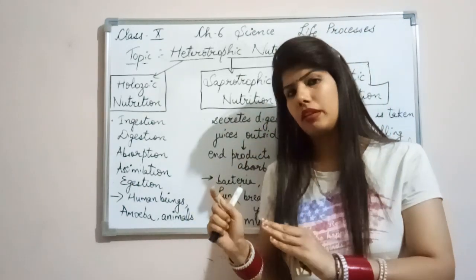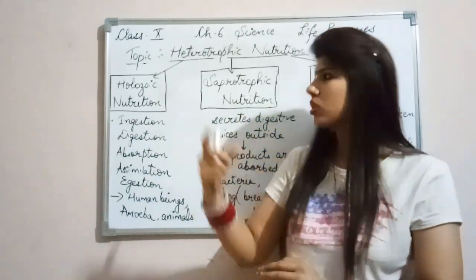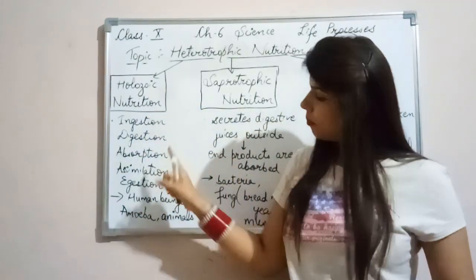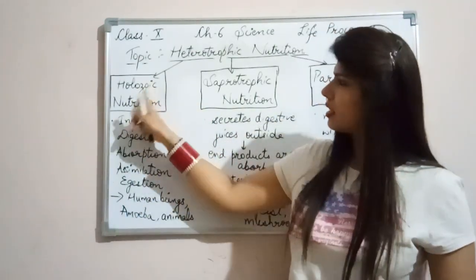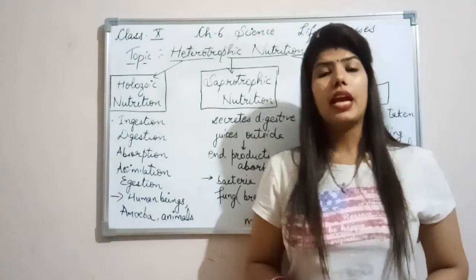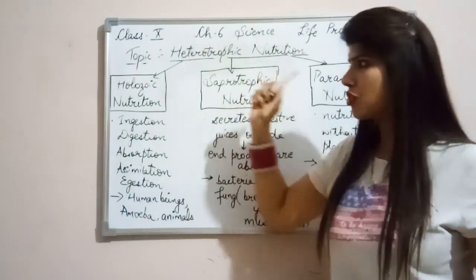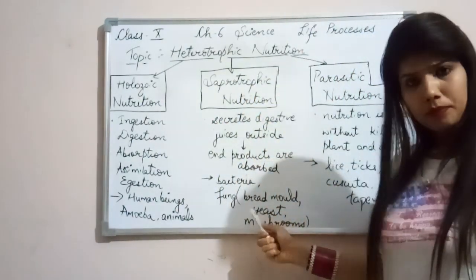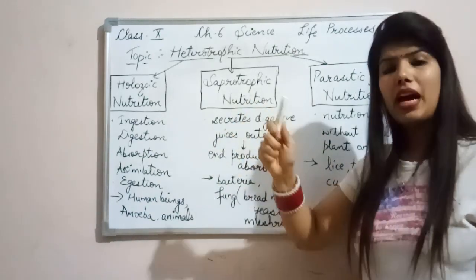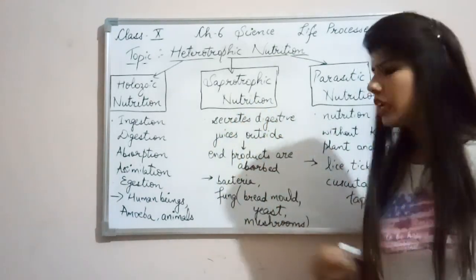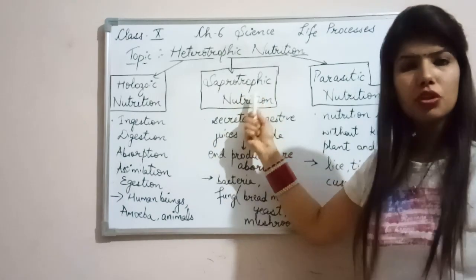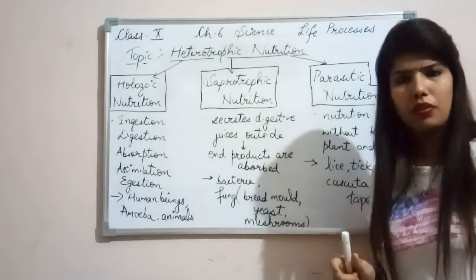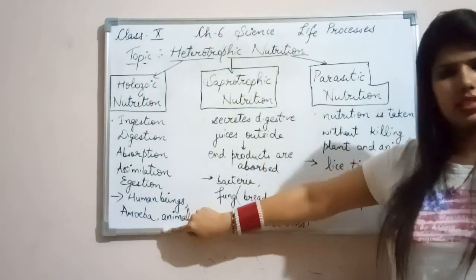So this type of classification is based on whichever food they are taking, and it also comes under holozoic nutrition. But if they ask about the examples, they come under this, and holozoic nutrition comes under heterotrophic nutrition. If they ask which type of nutrition is being shown, you have to mention, for example, saprotrophic nutrition, and in brackets you can write heterotrophic nutrition. I hope you are clear with this first category.